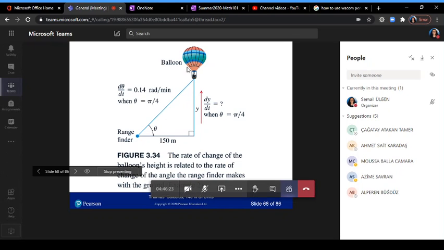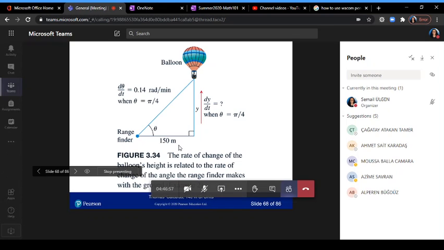So we have a right triangle. That's good because we have the Pythagorean theorem: the square of this plus y squared is equal to this distance squared, and we can get a relationship using that. Or maybe we don't need this distance, we can just use the tangent theta relationship. It's the best, because we are interested in a relationship between theta and y. So tangent theta is equal to y over 150 meters.